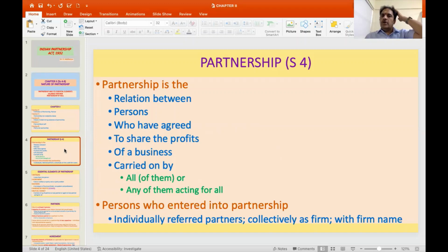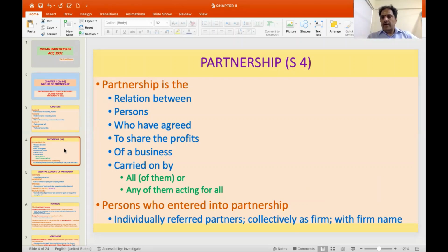First, section 4 talks about partnership. Partnership is the relation between persons who have agreed to share the profits of a business carried on by all of them or any of them acting for all. So here, the important aspects are: it's a relationship. Second, it requires persons. Then who have agreed, so there has to be an agreement. Then the determining element is sharing of profits. Then it should be of a business, that is a profit-making entity. Then it should be carried on by all of them or any of them acting for all. So there is an element of mutual agency.